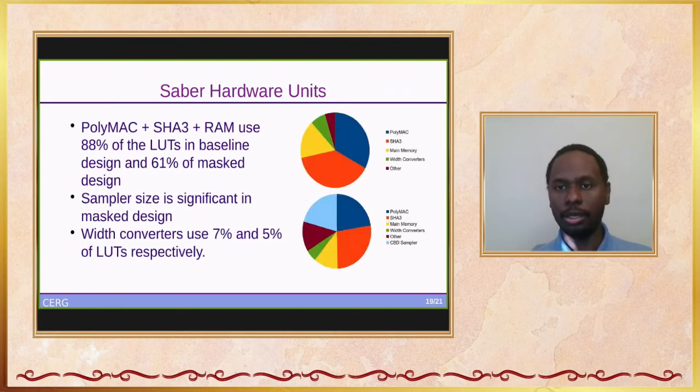Here is a breakdown of the major units that we have in our design. From this diagram, we can see that the polynomial arithmetic, the polynomial multiplier, SHA-3, and the main memory take most of the area. But when we go to the protected design below here, we can see that the sampler, the central binomial sampler, is also very significant in area.